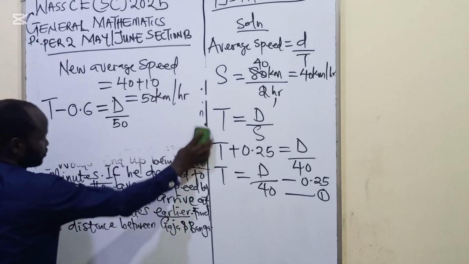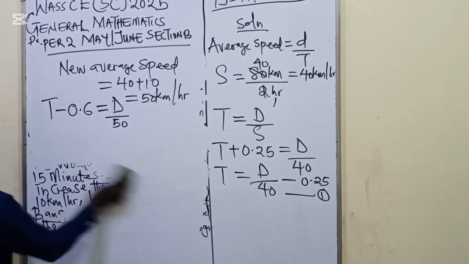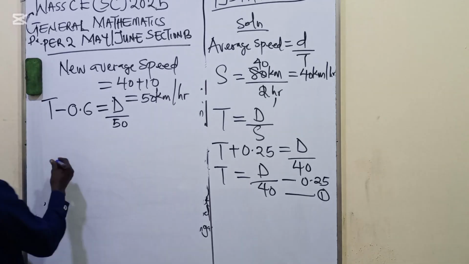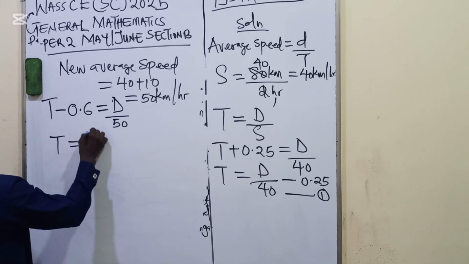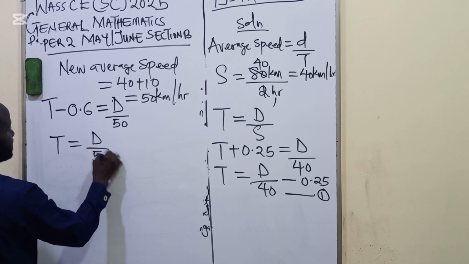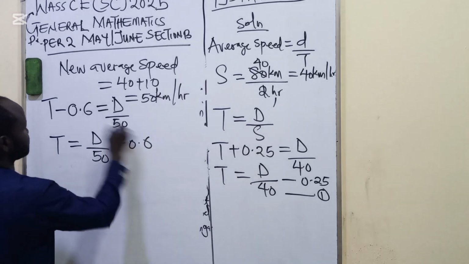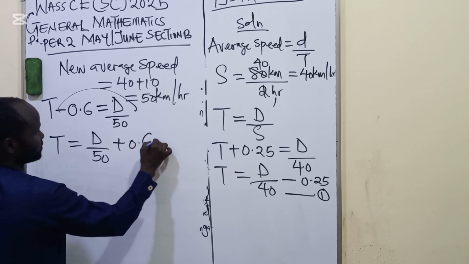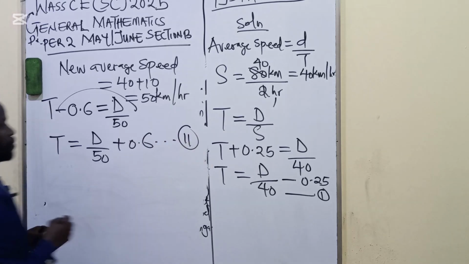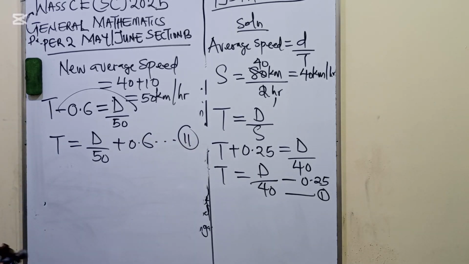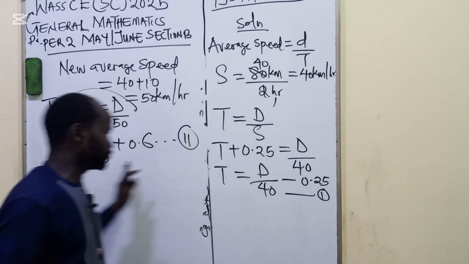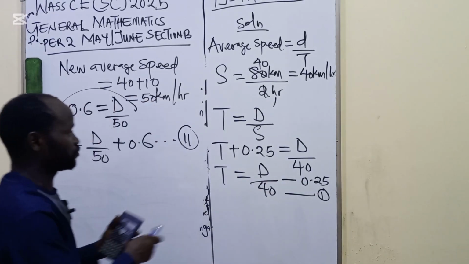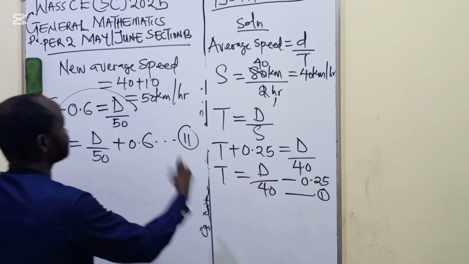So let's connect these two equations. We can clean the question. We are asked to find the distance between Baja and Baga. So let's collect like terms at this point. t now will be equal to d divided by 50 plus 0.6. If we take this to this side, it will be plus 0.6. We can call this equation 2. So you can see clearly that we can equate these two equations. t is equal to t, we can equate the two and find the distance d.